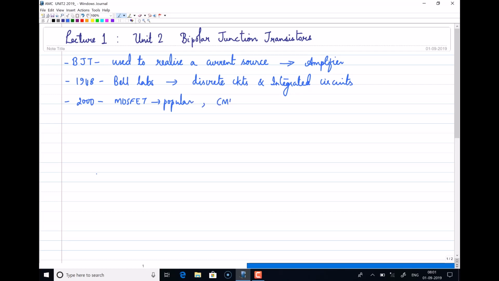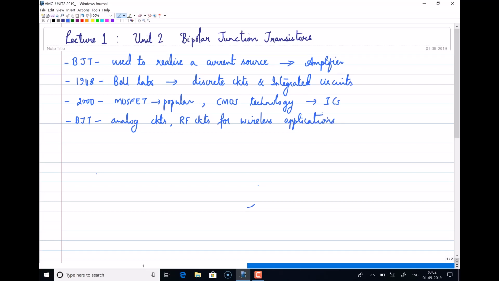MOSFET became popular, and CMOS technology was used widely in integrated circuits. Nevertheless, the BJT remains a significant device even today. In certain applications, especially in analog circuits and in the design of RF circuits for wireless applications as well.